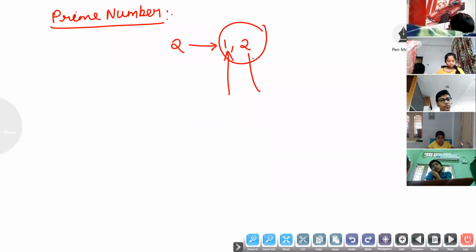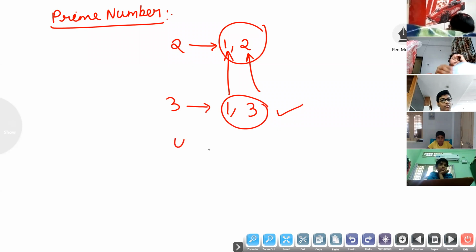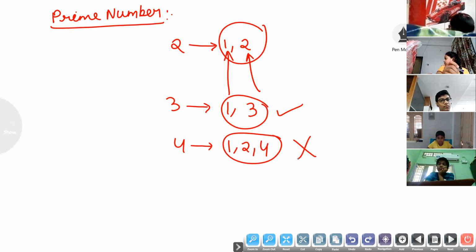Suppose I am writing 3. 3 will come in the one table and the three table. Exactly two factors. If I am writing 4, 4 will come in the one table, two table and four table. 4 is not a prime number. 4 is a composite number. Composite number means more than two factors is called a composite number.